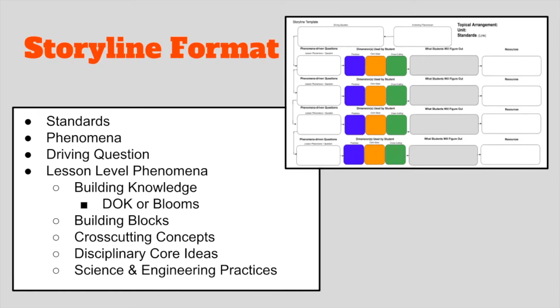The standards will drive the selection of a phenomena, the creation of the driving question, and the opportunity to collect students' questions, which will help drive the lesson level phenomena. Teachers will also predetermine the science and engineering practices, what students will be doing, the disciplinary core idea, the content, and the cross-cutting concept, how the students will link it all together. Lastly, the teachers will determine what the students will take away from each lesson that will help them with answering the driving question about the anchor phenomena.